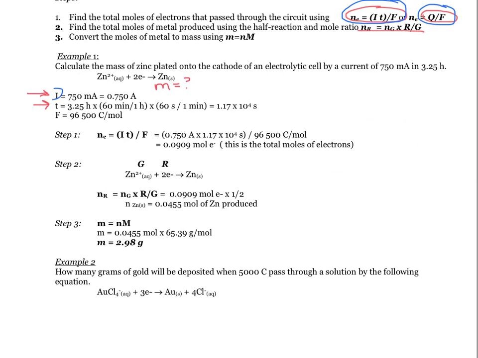Given the fact that we have I, T, and F, we're going to use the equation number of moles of electrons equals I T divided by F. When we do that, we get an answer of 0.0909 moles of electrons. Once we know the number of moles of electrons, we can find the number of moles of what we're required to find using stoichiometry, where our given is the electrons and the required is the solid zinc. Once we know the number of moles of our required, or our solid zinc, we can then use that with the molar mass of zinc to find the final mass.